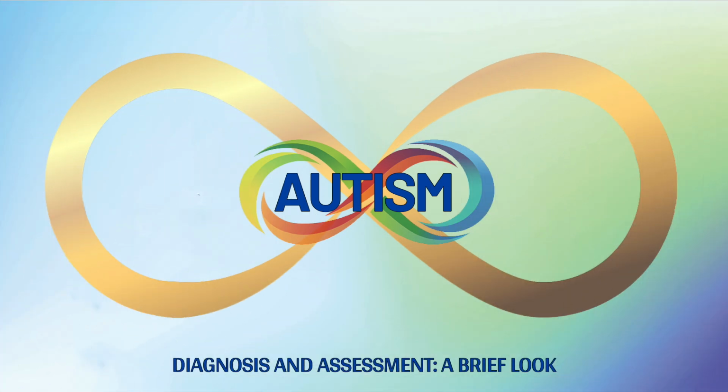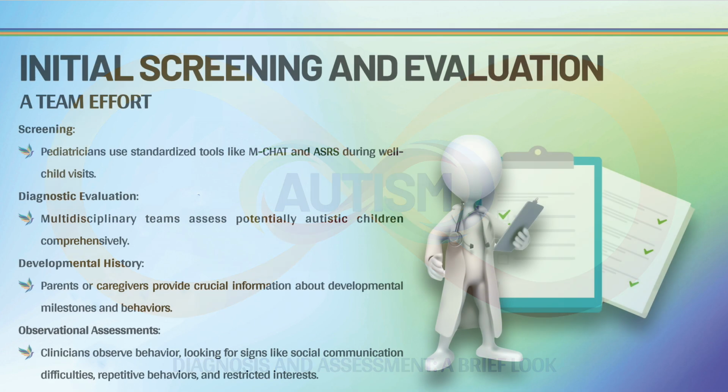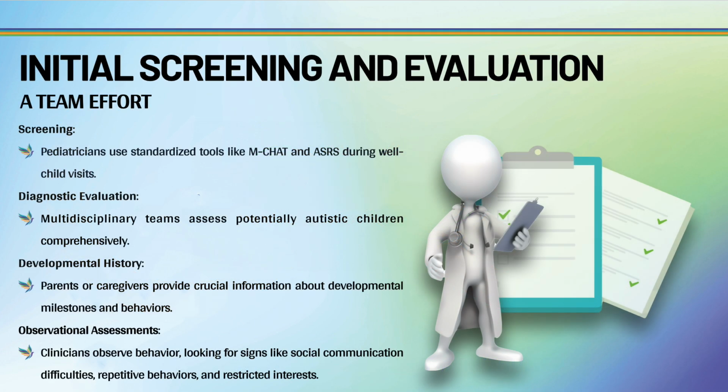Autism. Diagnosis and assessment. A brief look. Initial screening and evaluation. A team effort. Diagnosing autism involves a combination of behavioral observations, developmental history assessments, and standardized screening tools. Here's a brief overview of the diagnosis and assessment methodologies for autism.